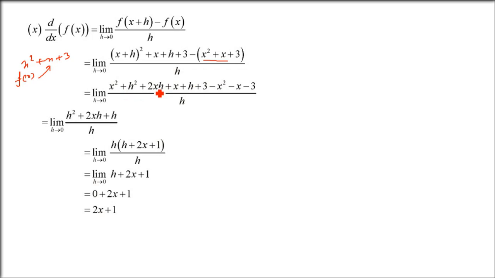Okay, now just cancel everything which you can cancel. x square cancelled, x's get cancelled, and h square will remain, 2xh will remain, and h will remain. Other things get cancelled. Denominator you have h. So when you take h common from here, denominator h gets cancelled. Only h plus 2x plus 1 will remain. Now put h as 0, 2x plus 1 will be the answer.